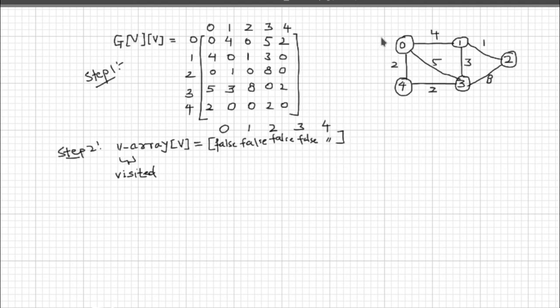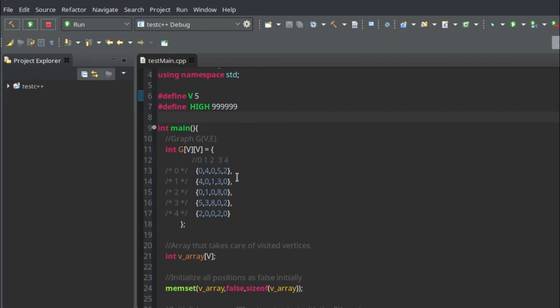We know that we will have to start from this position, which is the 0th vertex. So after initializing this, we are going to set the 0th value as true, because we are going to start our whole program from this vertex. So it will change the value of this to true. You can also see that from here.